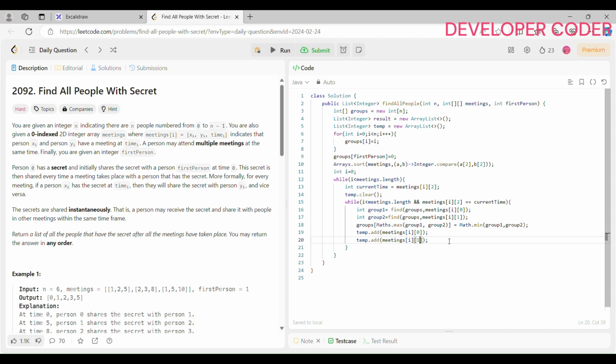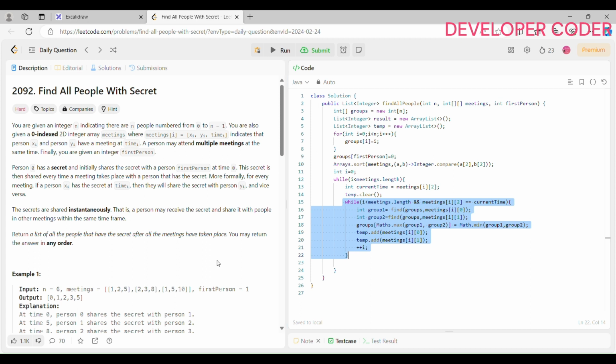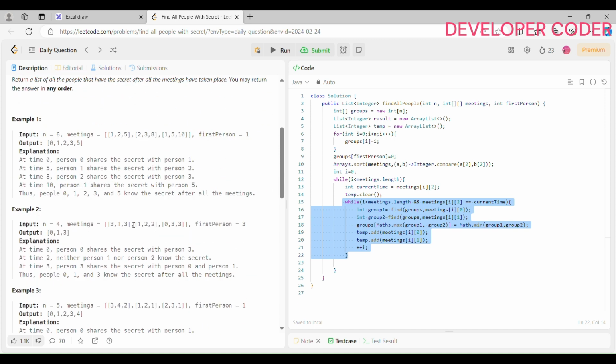Now after that, increment the value of I. Okay, this is done. Now also we are going to update the groups of persons in the temporary list. In the temporary list, this loop is going to run until we are getting the same time. If we get the same time, then definitely we are going to cover everything here only. So for this meeting and this meeting, definitely we are going to complete in this step only.